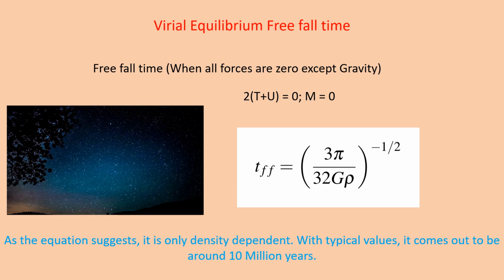So basically, this equation is giving us the free fall time, that is, how much time is taken by the cloud to gravitationally collapse in itself. Why the cloud is collapsing in itself, how it happens, and what are the conditions such that the cloud is collapsing in itself, we'll look at further.